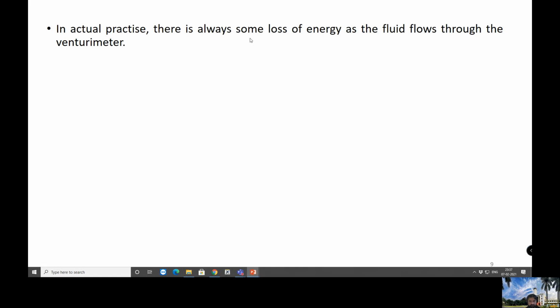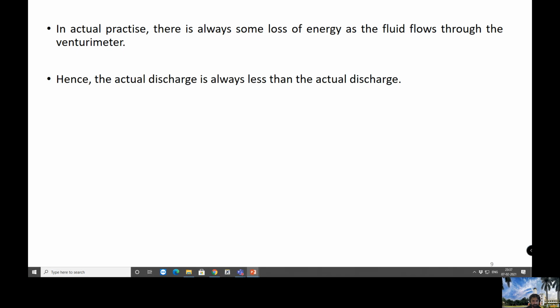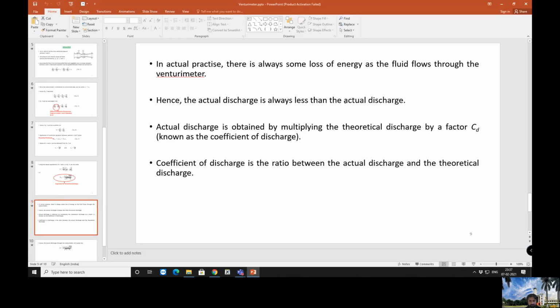However, in actual practice, there's always some loss of energy as the fluid flows through a venturimeter. We will also derive later that when water flows through a pipe, there is energy loss, which is called the major loss. That means some energy will be lost. So in actual practice the discharge will be lower than the theoretical discharge. Hence the actual discharge is always less than the theoretical discharge.